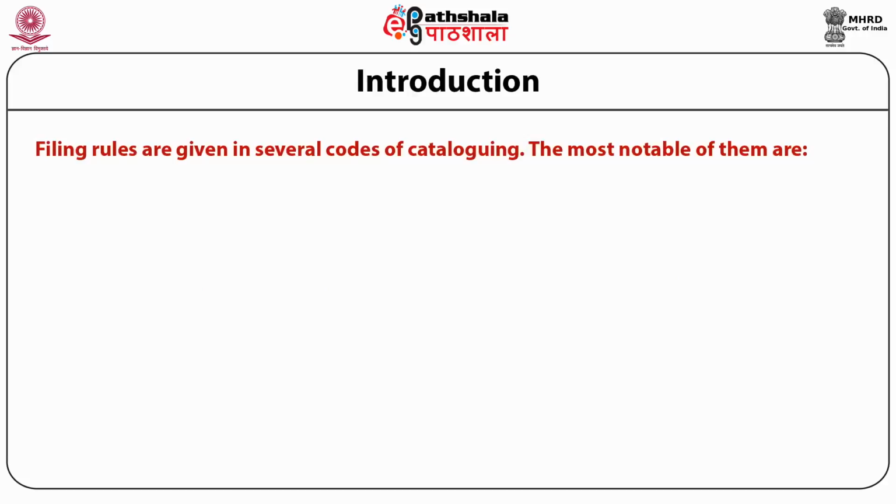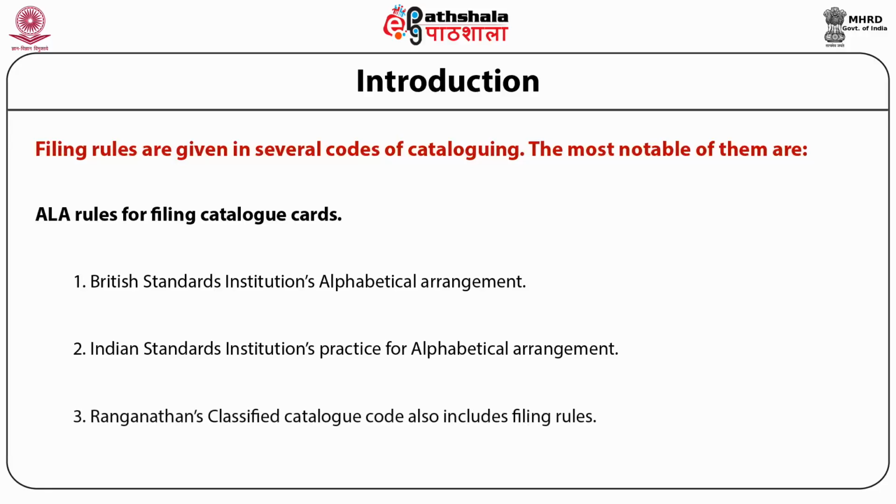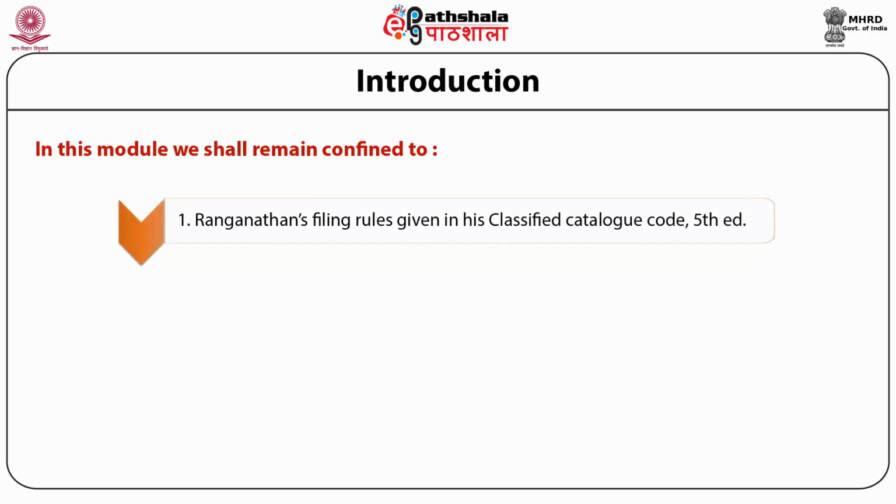Filing rules are given in several codes of cataloging. The most notable of them are ALA rules for filing catalog cards, British Standard Institution's Alphabetical Arrangement, Indian Standard Institution's Practice for Alphabetical Arrangement. Ranganathan's Classified Catalog Code also includes filing rules. In this module, we shall remain confined to Ranganathan's filing rules given in his Classified Catalog Code, 5th edition, and ALA rules for filing catalog cards, 2nd edition.